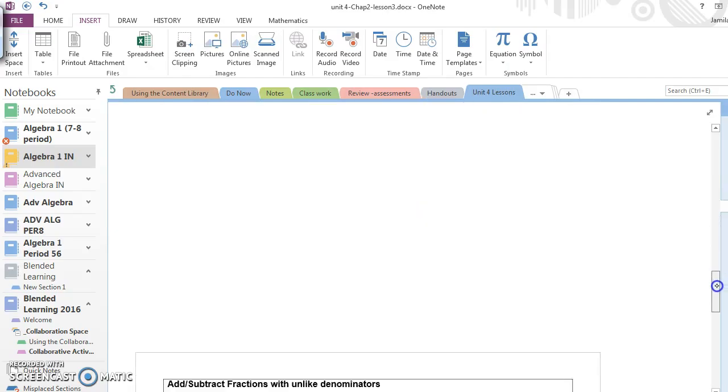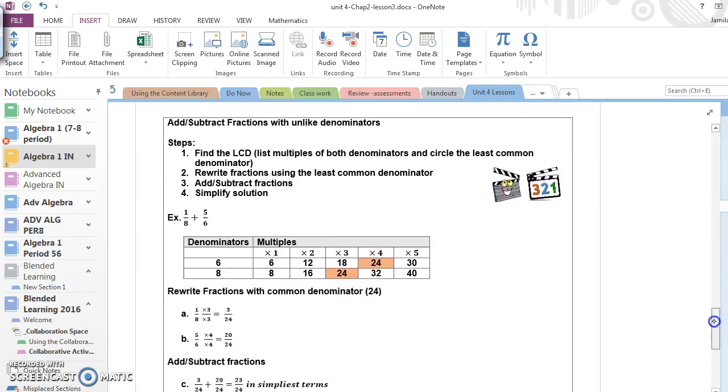Let's scroll down. The next part we have is adding and subtracting fractions with unlike denominators. So what if the denominators are not the same? We have to find the least common denominator. We do this by listing multiples of both denominators and circling the least common denominator or multiple. Number 2, we'll rewrite the fractions using the least common denominator. So this is a form of raising it to higher terms, if you remember, when we create an equivalent fraction.